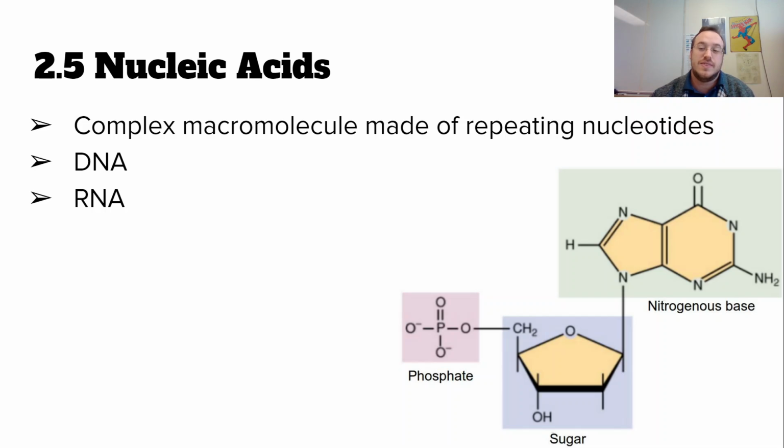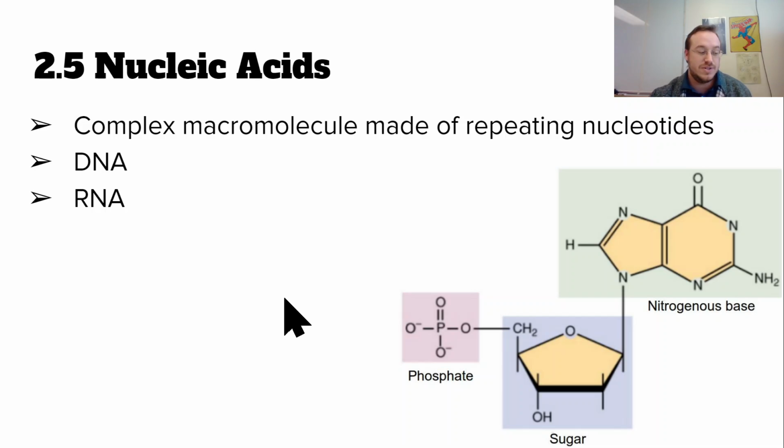All right, this gets a little complicated here, so hang with me. All right, we will dive more into DNA and RNA later. For now, we're just talking about these structures. All right, so the third type of macromolecule I want you to know about is a nucleic acid. So nucleic acid, right? They are a complex macromolecule made of repeating nucleotides.